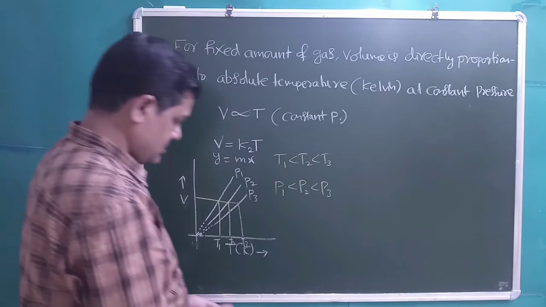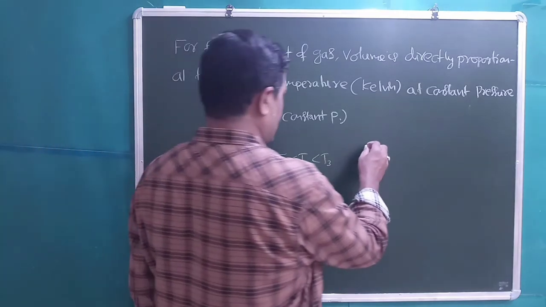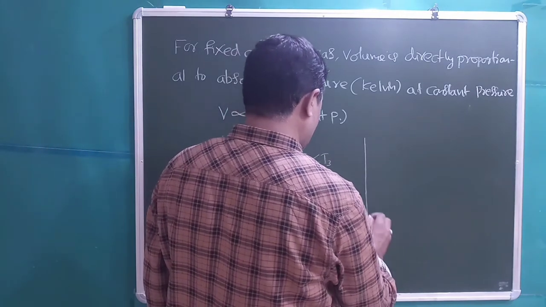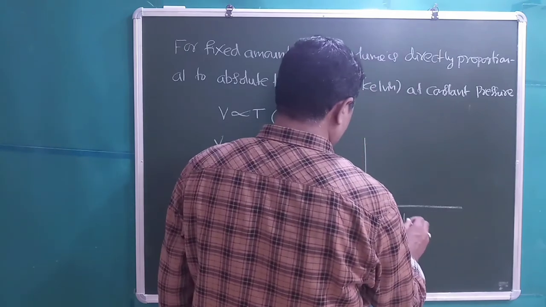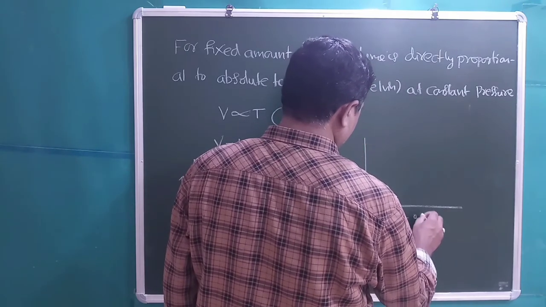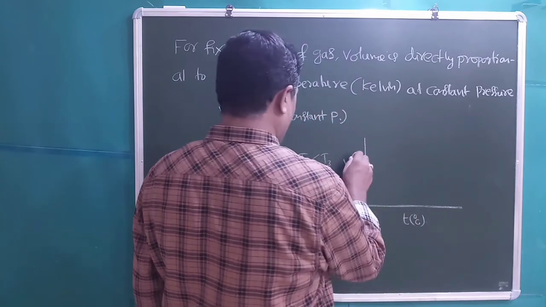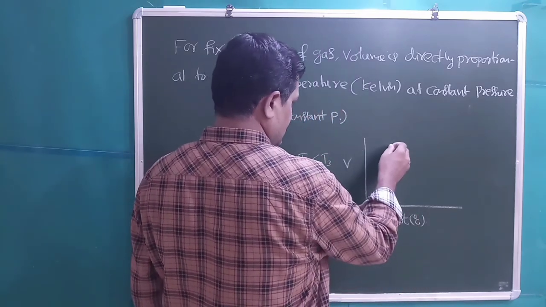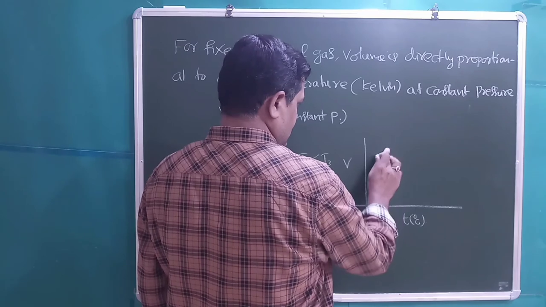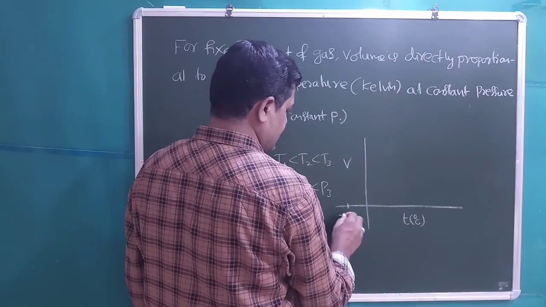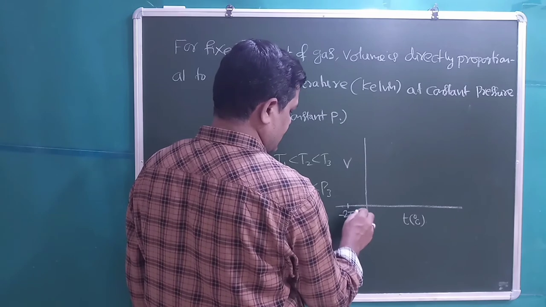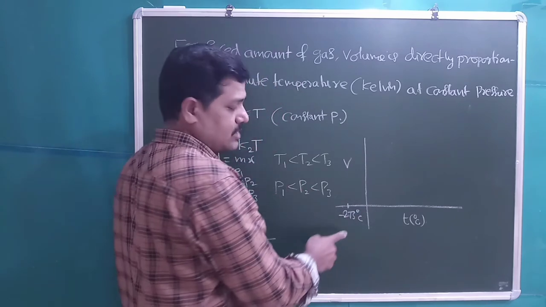Now let us take the graph with temperature in degrees Celsius, T in degrees Celsius, and volume. Assume this is minus 273 degrees Celsius, which is equal to 0 Kelvin.